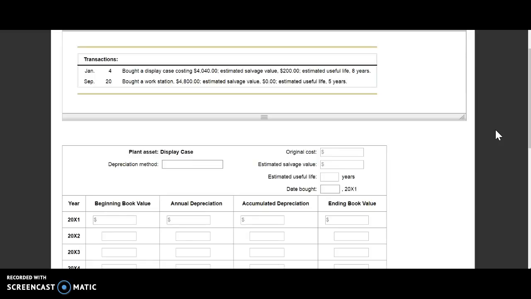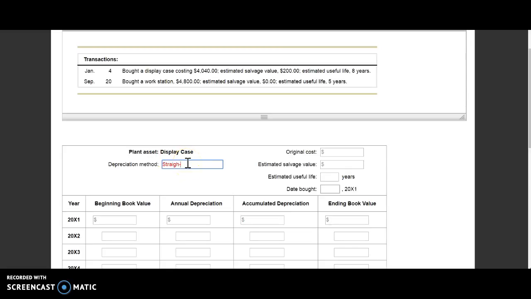So on January 4th, we bought a display case costing $4,040. Estimated salvage value is $200. Estimated useful life is 8 years. So they've already started our plant asset record sheet here. So display case is already filled in.